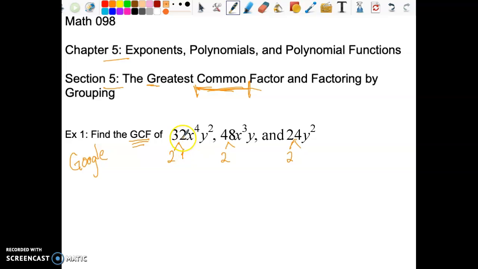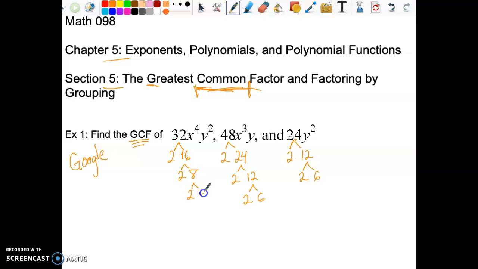32 divided by 2 is 16. 48 divided by 2 is 24. 24 divided by 2 is 12. Actually, from this point on, whatever you did for this, you could probably do again for the 24. Like, 2 and 6, 2 and 6. I'm getting a little ahead of myself though, because this is 2 and 8.